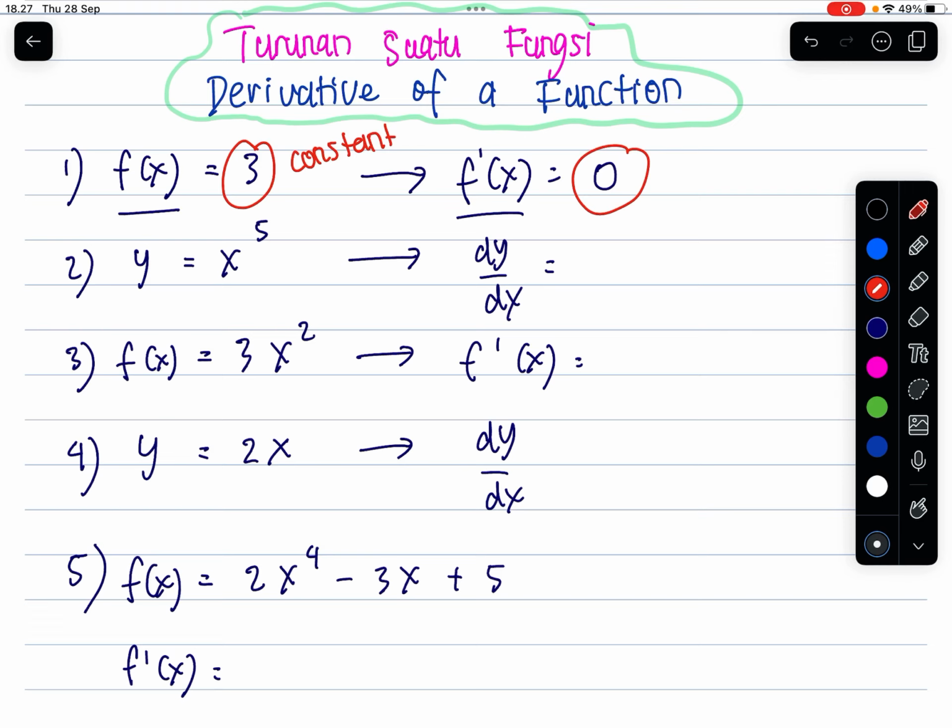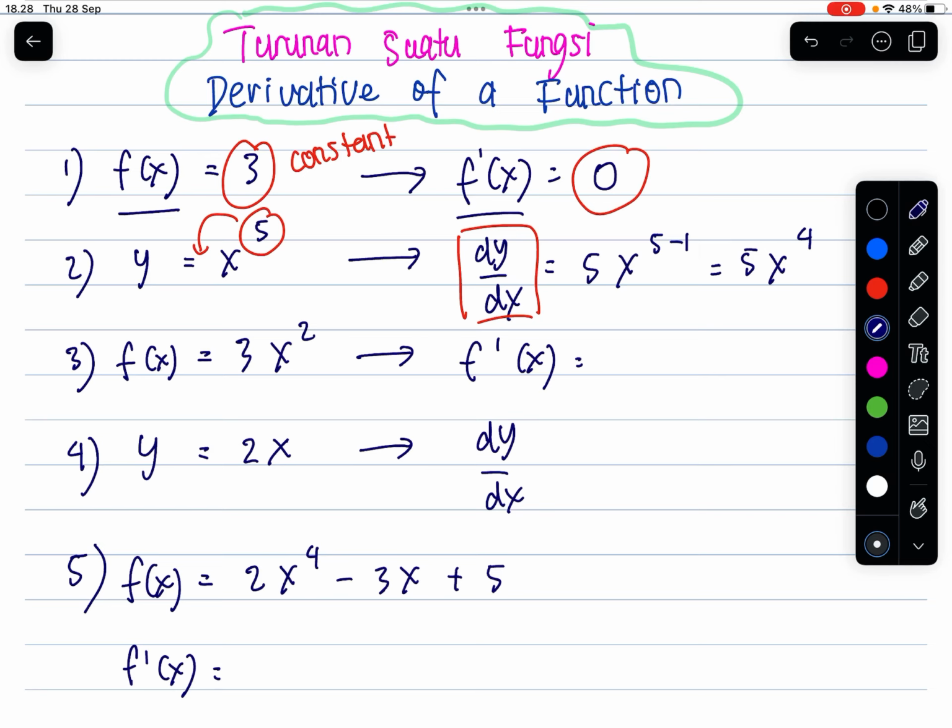Number 2, we want to find the derivative of y equals x to the power of 5. Now, when the function is in y form, the derivative is dy over dx, okay? Not f prime x, tapi dy over dx. Now, we're going to find the derivative of that. You see this? Ada 5 ini. You ditch to the front. Di ditch ke depan. So, jadi kalau ditulis, 5x. Then, this 5 here, 5 yang dipangkat, we minus it by 1. So, 5 minus 1. So, now the result is going to be 5x to the power of 4. Okay? We're going to do number 3.